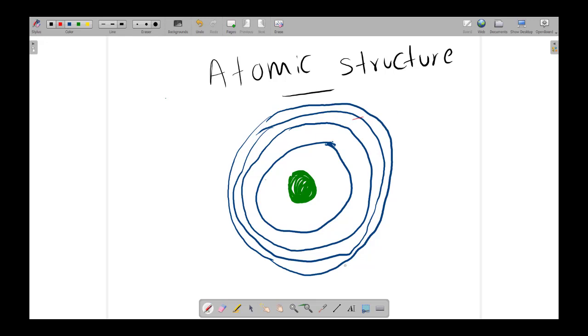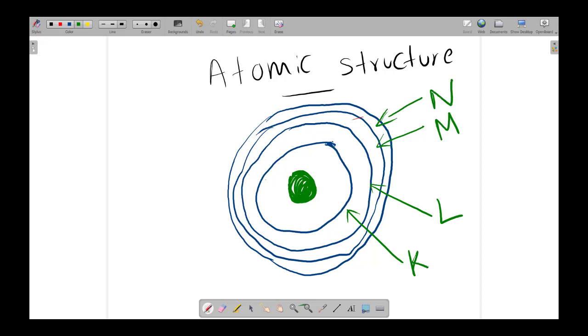Energy increases. So the highest energy is in the valence shell. Valence shell means the outer shell in an atom. So this is the outer shell, right? Now what do we have to learn? There are four main shells. The first shell we call K, the second shell we call L, the third shell we call M, the fourth shell we call N.